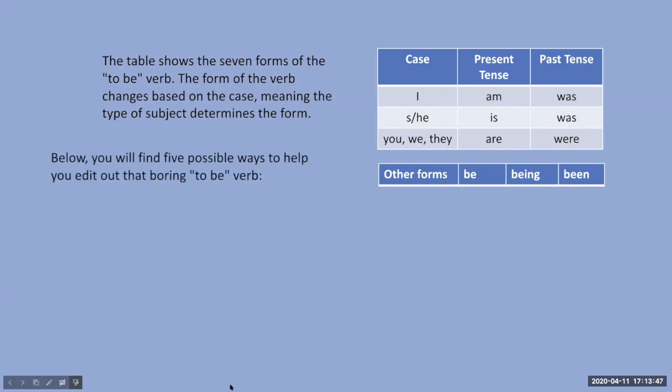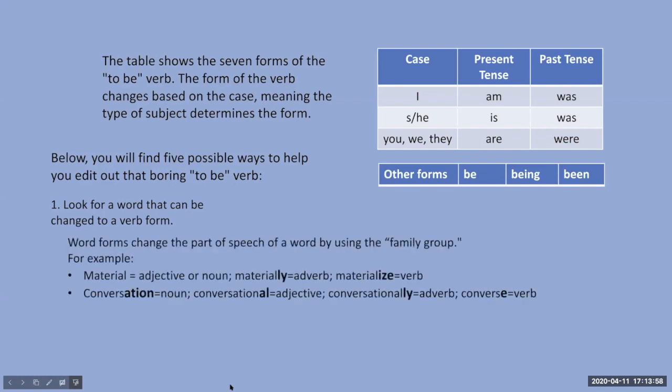Below you will find 5 possible ways to help you edit out that boring to be verb. 1. Look for a word that can be changed to a verb form. Word forms change the part of speech of a word by using the family group. For example, material is an adjective, materially, with the ly, is an adverb, materialize, with the iz, turns it into a verb. Conversation is a noun, conversational with an al is an adjective, conversationally with the ly is an adverb, and converse is the verb.